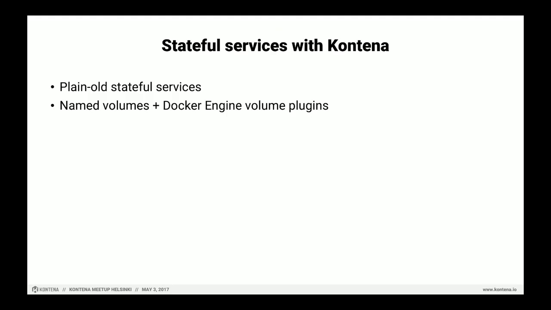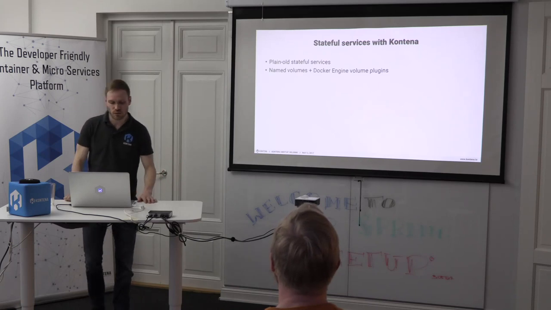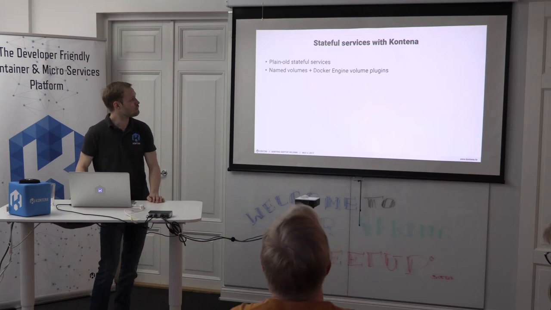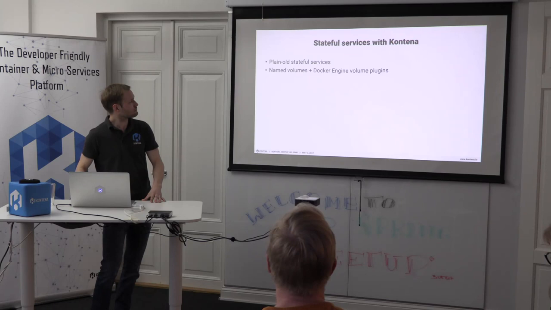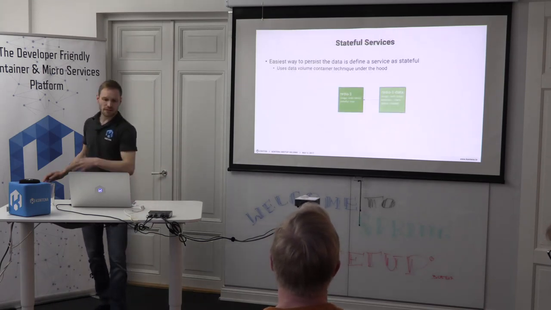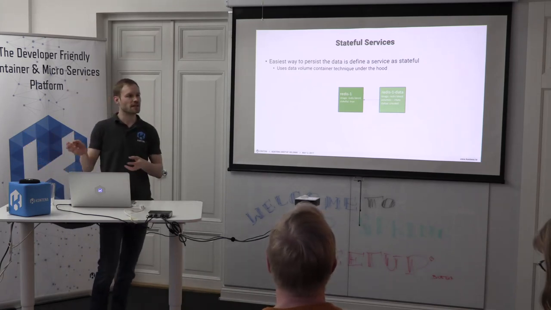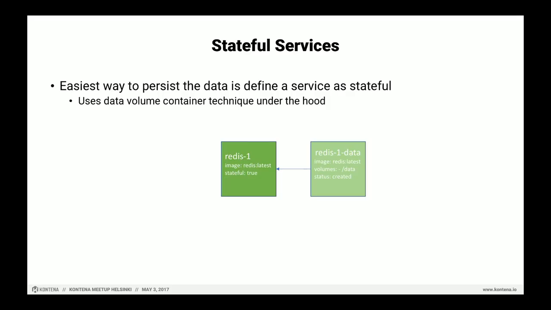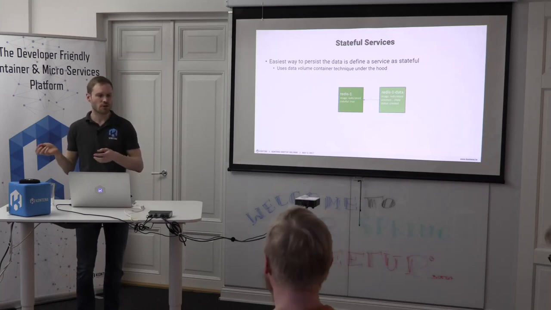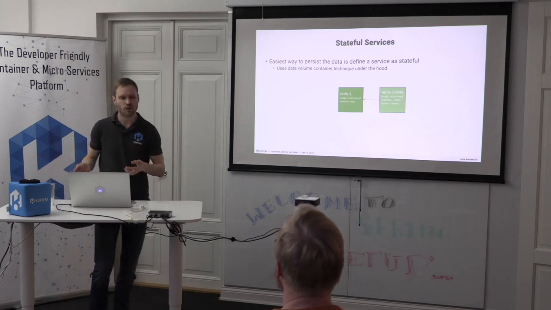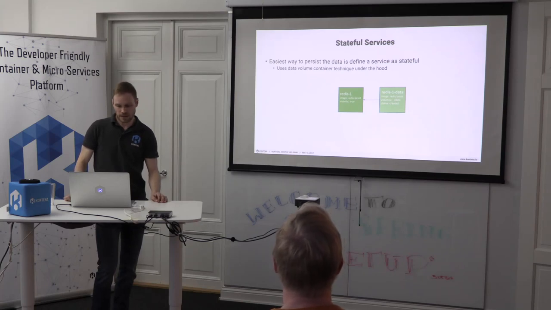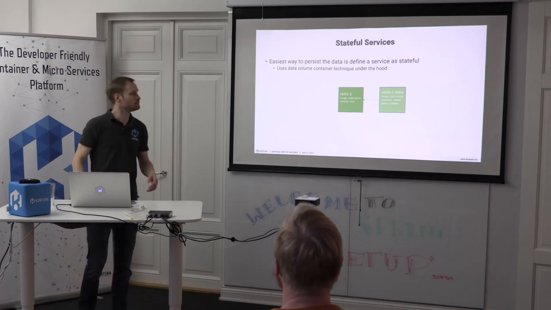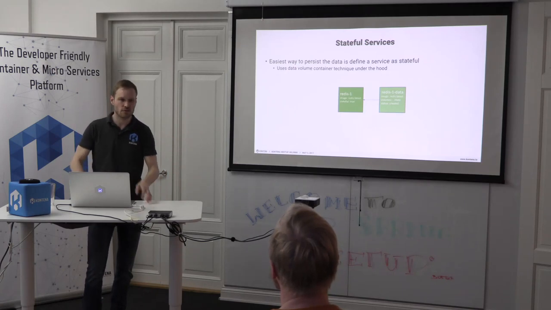There are basically two options. There are plain old stateful services. I think from the very first release, Kontena has supported stateful services, and from 1.2, we are now also supporting named volumes and Docker engine volume plugins. Those stateful services are the easiest way if you just want to persist data to the host node itself. Under the hood, Kontena uses this data volume container technique. And Kontena will redeploy those services every time to the node where it deployed the service the first time, so it won't move those services from node to node.